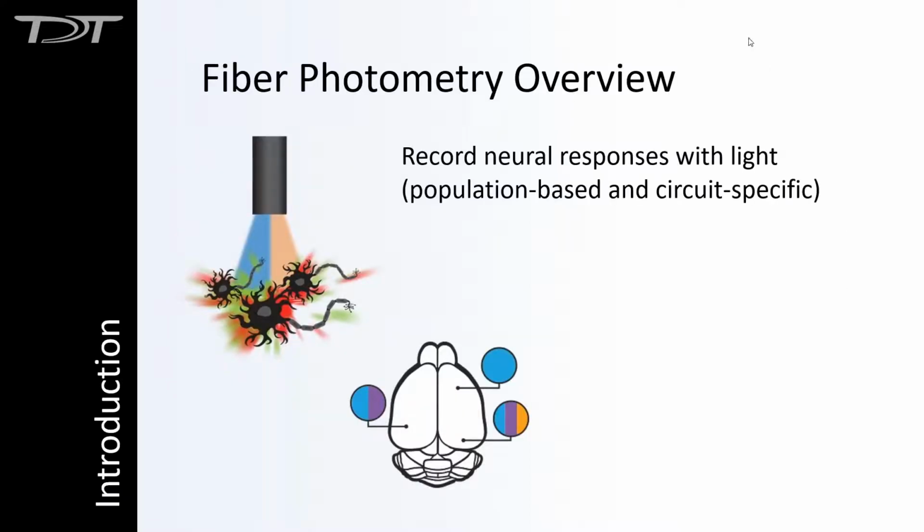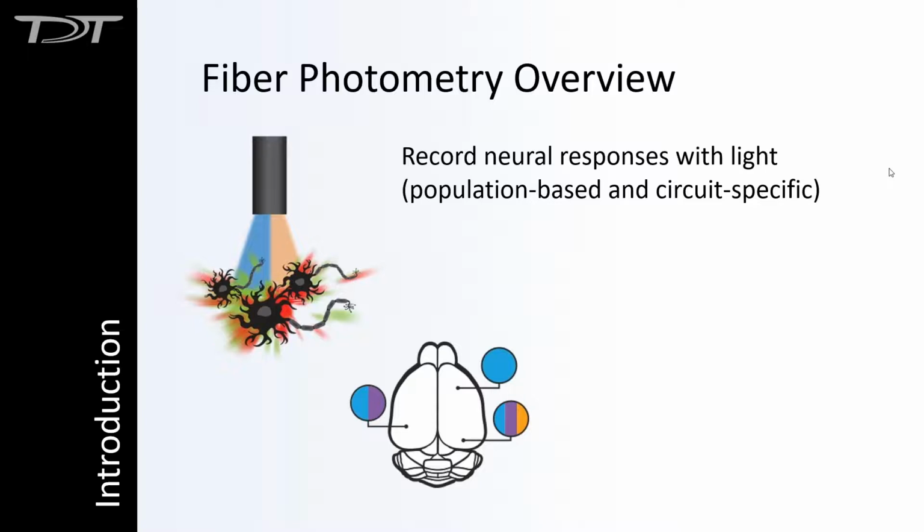So fiber photometry is a convenient toolkit for neuroscientists. Just so everyone's on the same page, I'm going to provide a very generic definition. With fiber photometry, you're able to record neural responses using light. You get a population-based response with this technique. And what's really handy is that thanks to the advancements of genetic models, you are able to target specific neural circuits and neural populations in your recordings, and really delve into your specific research questions.